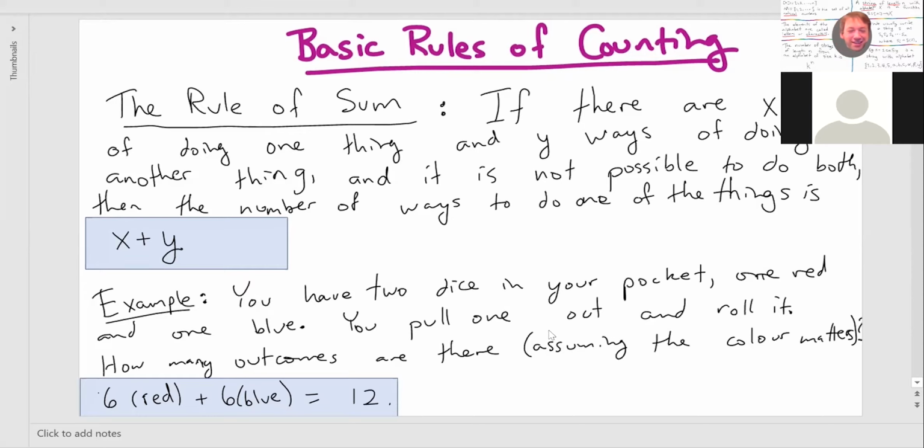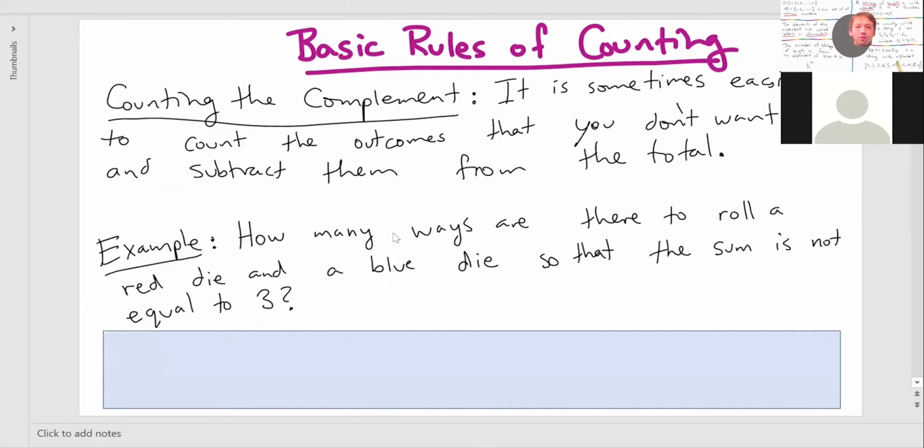That's a good analogy. X ways to stand up, Y ways to sit down. You can't do both. So how many ways are there to either stand up or sit down? I guess it's going to be X plus Y. These things sound really simple and trivial, but when you get into more abstract problems, the difficult part is really to understand which of these rules you should be applying at what time. Okay, maybe. Here's another one.